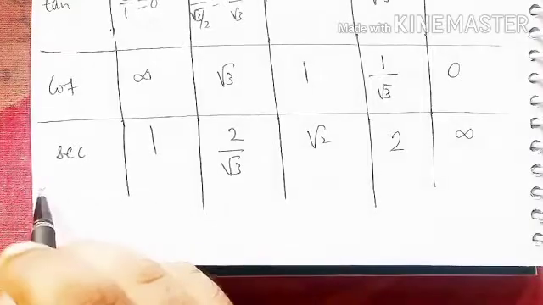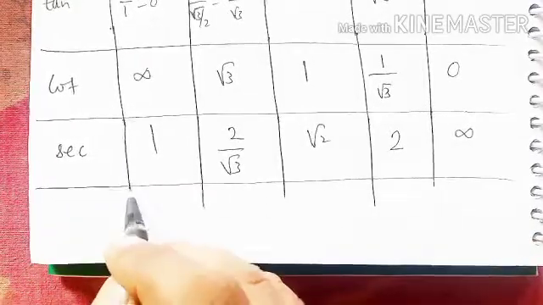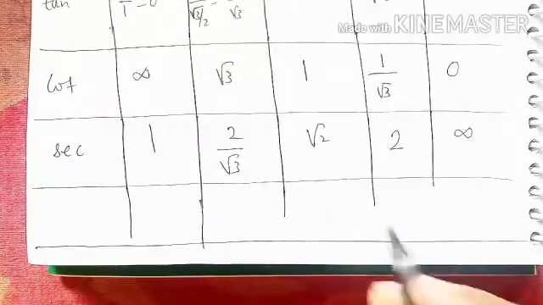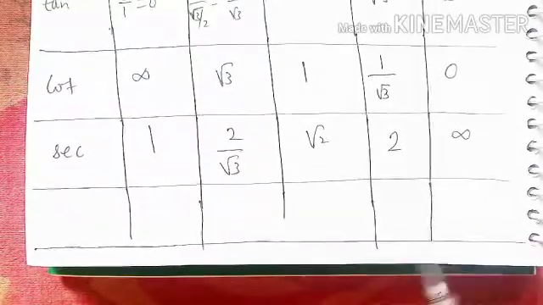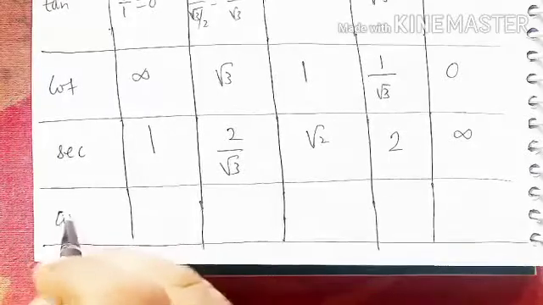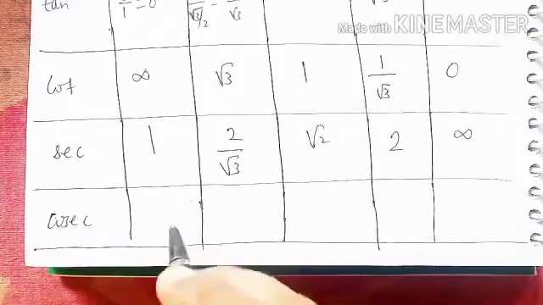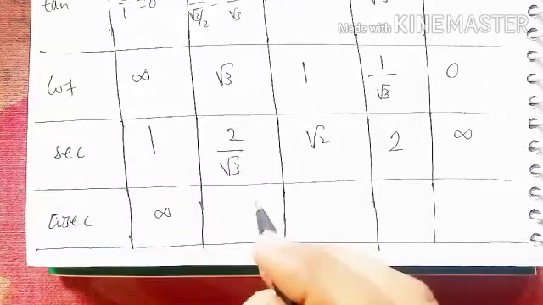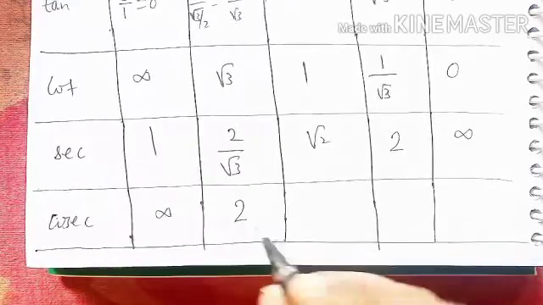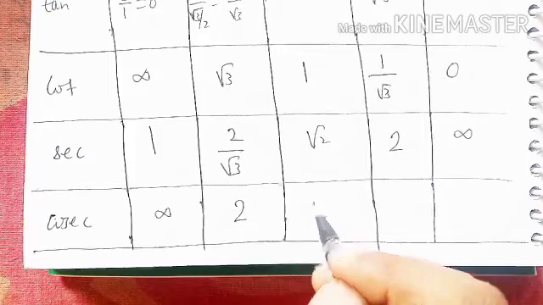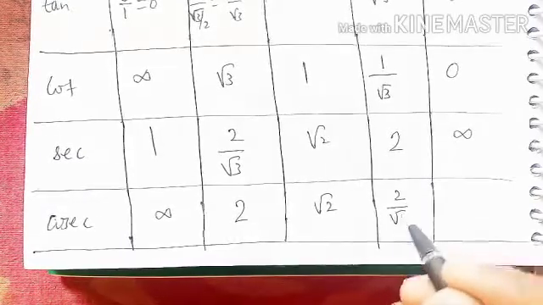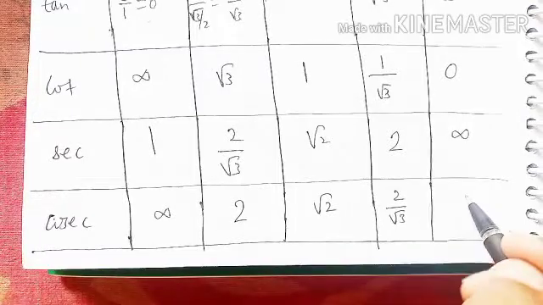Now cosec. We know that cosec is the reciprocal of sine. So cosec 0 degree is the reciprocal of sine 0 degree. Sine 0 degree is 0, so infinity. The reciprocal of 1 by 2 is 2. The reciprocal of 1 by root 2 is root 2. The reciprocal of root 3 by 2 is 2 by root 3. The reciprocal of 1 is 1.